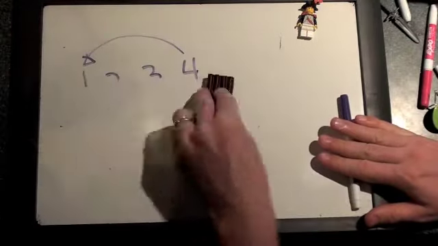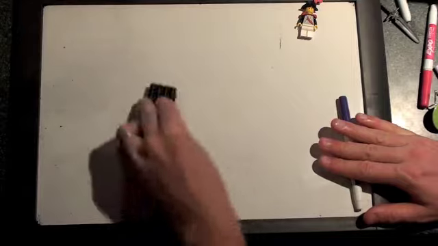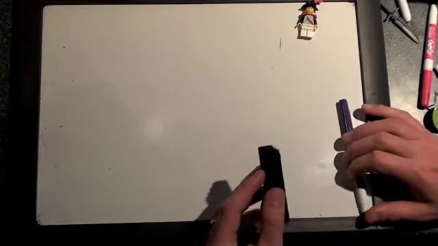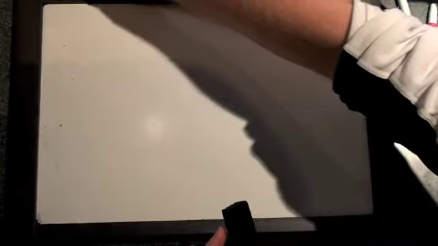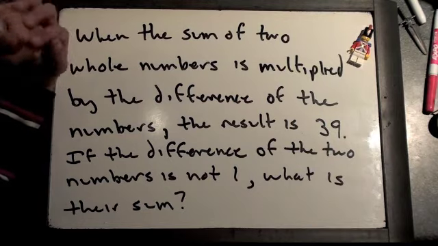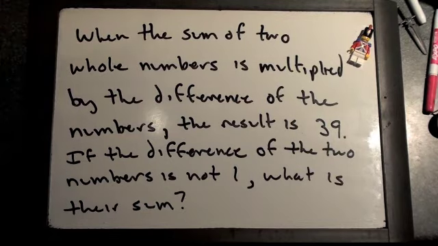So we're going to see a problem like that for your homework. We're going to be doing homework problems out of Olympiad 29 tonight. Anyway, on to the next problem. Okay, here's the next problem. When the sum of 2 whole numbers is multiplied by the difference of those numbers, the result is 39.